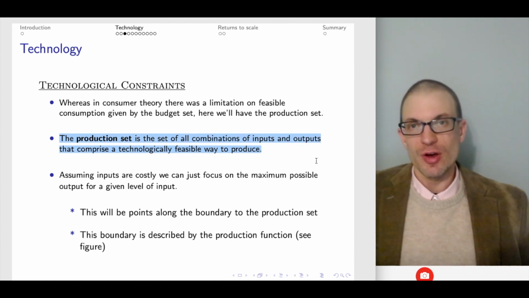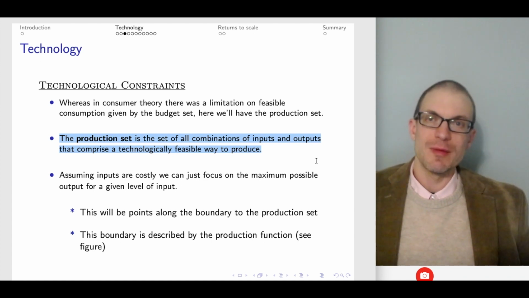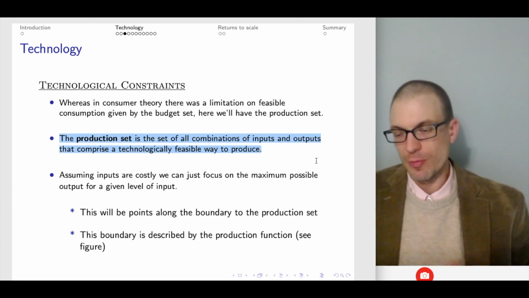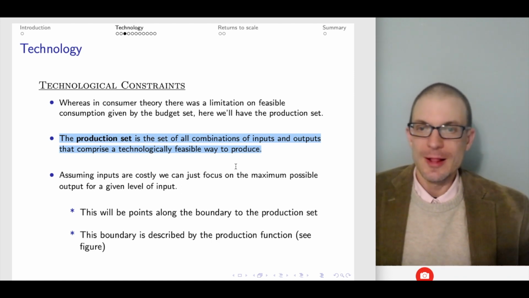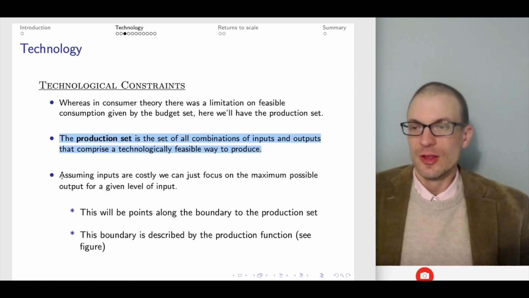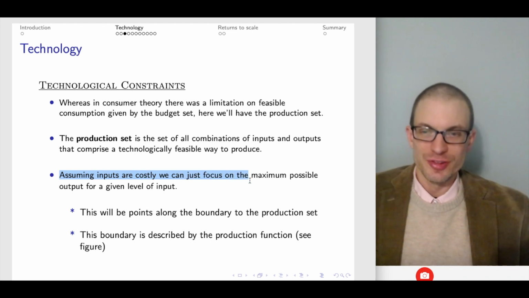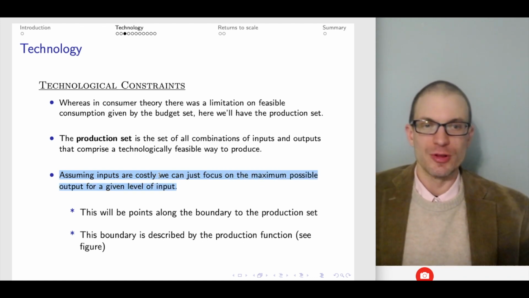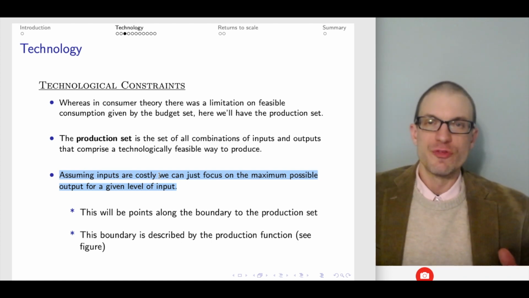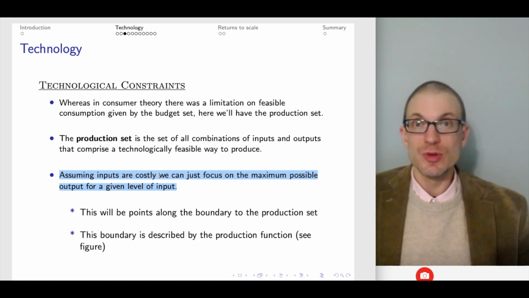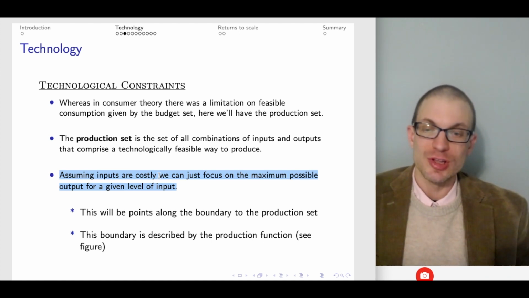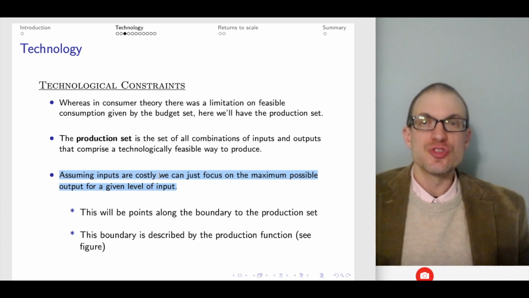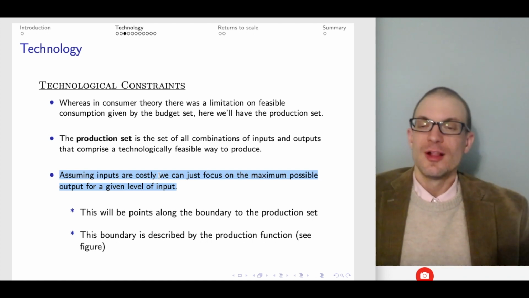And then you can think of all the combinations where we get less than the maximal amount of outputs, and that's how we get our entire feasible set, our entire production set of all the possibilities. So if we assume inputs are costly, though, we'll actually just focus on the maximal possible output given our inputs. Just like with budget, we focused on the budget line. We kind of ignored the rest of the budget set and just focused on the budget line, except as regards changes in the budget set.